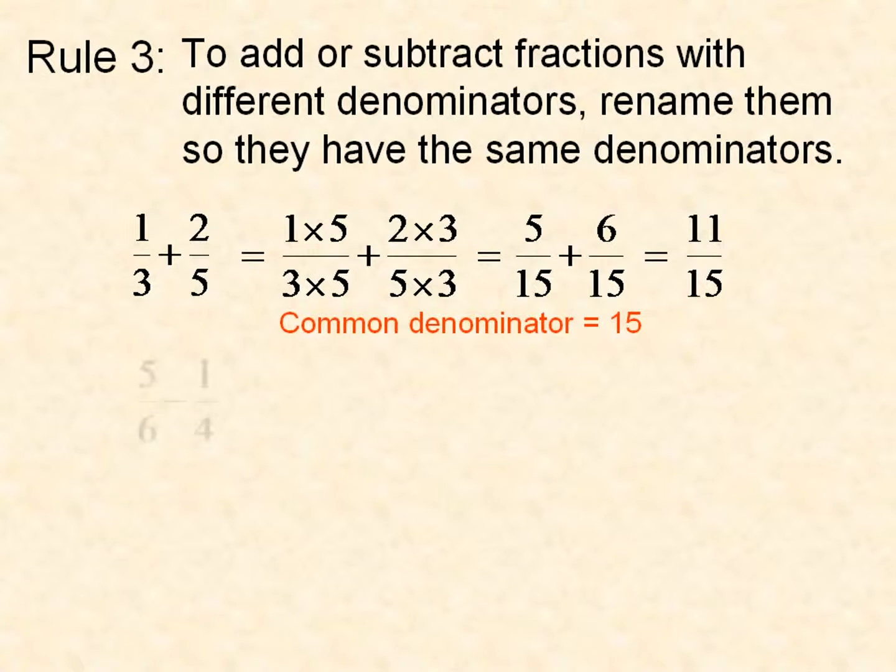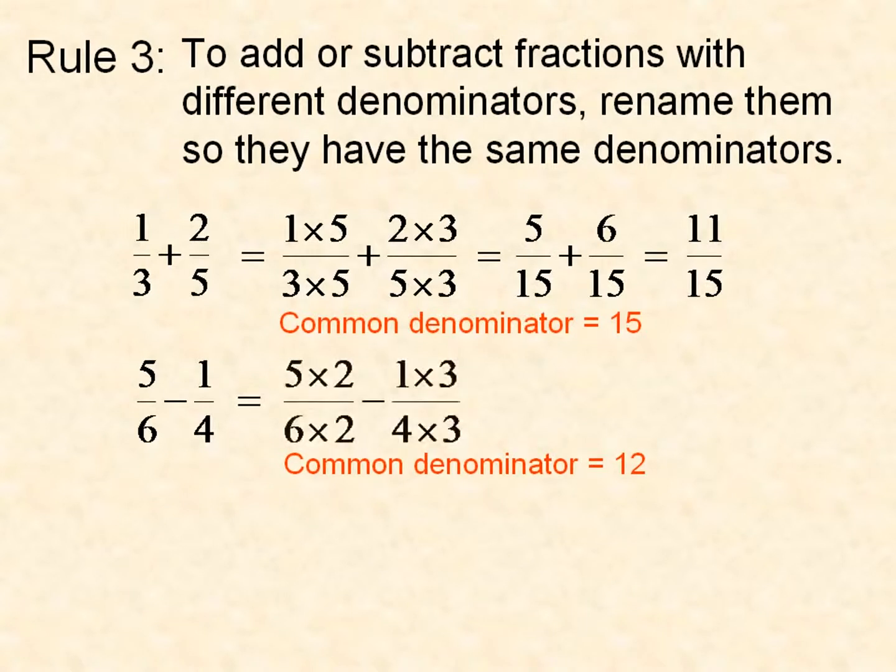Another example, 5/6 minus 1/4. We want the least common denominator. Both 6 and 4 go into 12. So we will choose a denominator of 12. Multiply 5/6 by 2/2, and multiply 1/4 by 3/3. This gives us 10/12 minus 3/12, which is 7/12.